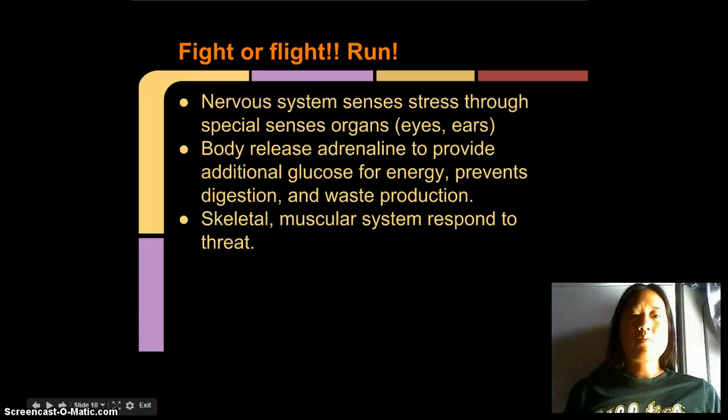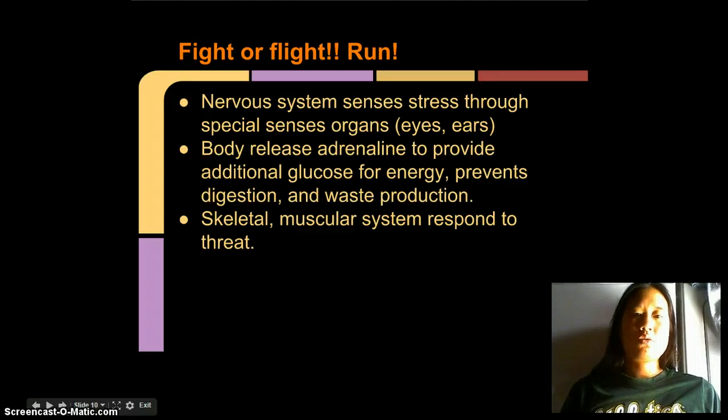So the adrenal gland releases something called adrenaline, and this is all about fight or flight. So the idea that you need to run. The endocrine system works with the nervous system, and it senses stress through special sense organs. These would be things like your eyes, ears, any tactile things, anything in your hands that can sense pressure. You felt the earthquake a couple weeks ago. That was because of your nervous system. And what happens is that your body releases something called adrenaline. This is the main hormone for fight or flight.